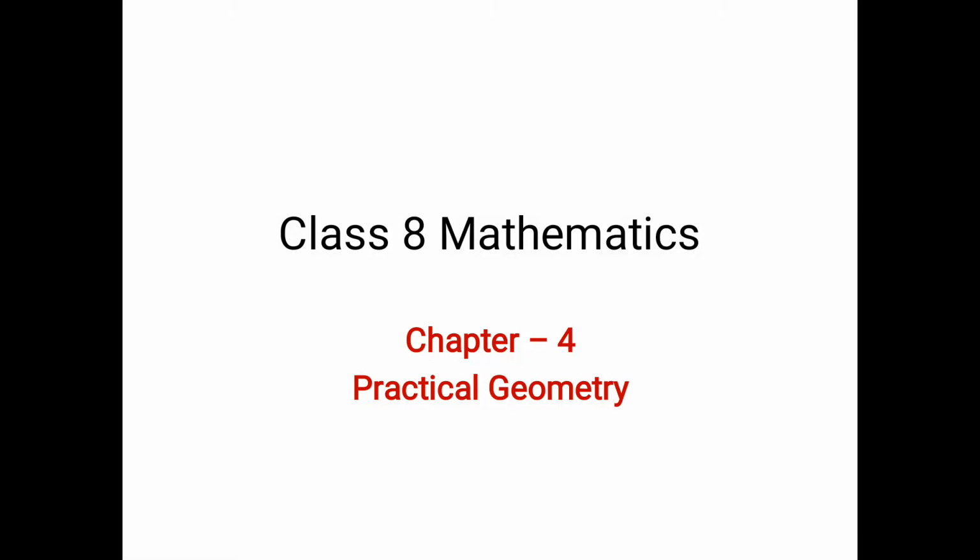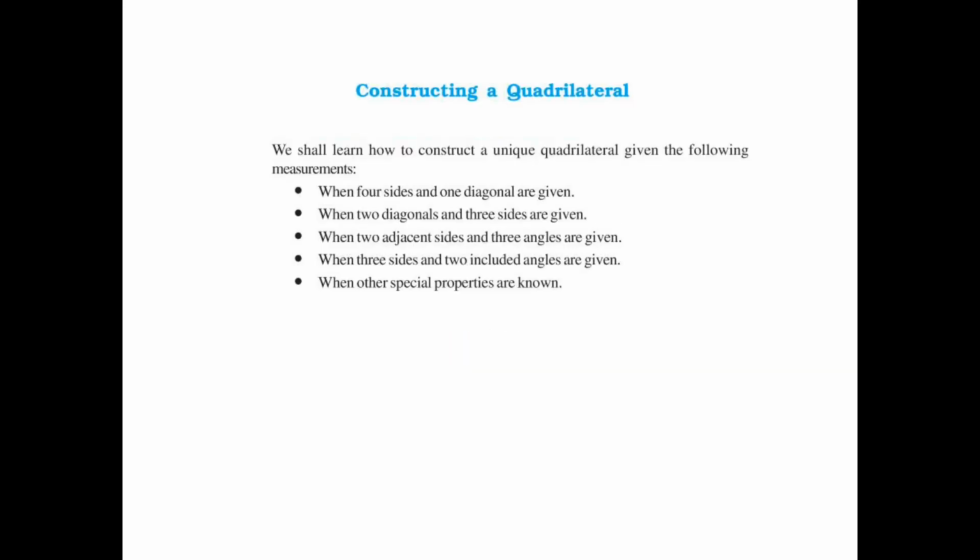Welcome to today's class of chapter 4, that is practical geometry. Here we shall learn how to construct a unique quadrilateral given the following measurements. When 4 sides and 1 diagonal are given.